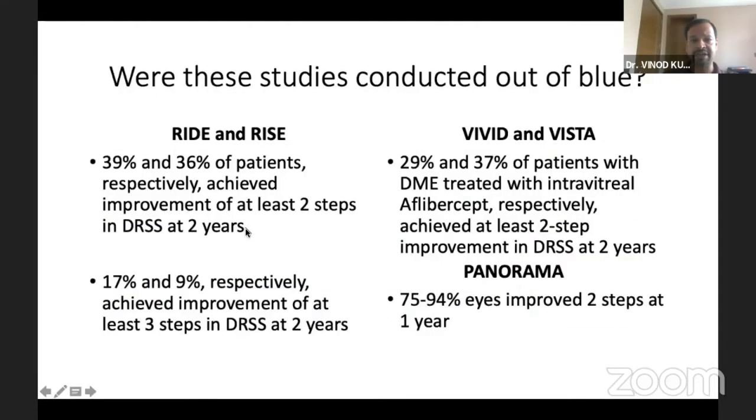But were these studies conducted out of the blue? No. There was ample data even before these studies, in terms of the RIDE and RISE trials, VIVID and VISTA trials, and PANORAMA trials, that most of the patients who received anti-VEGF therapy had at least 2 steps of regression in the diabetic retinopathy severity scale when followed up over a period of 1 to 2 years.